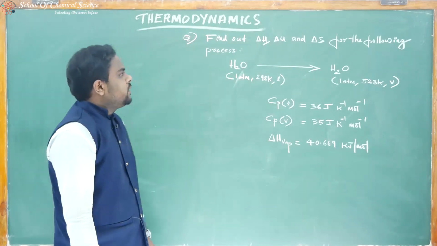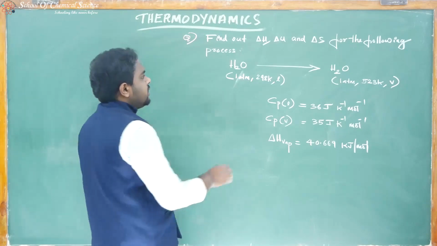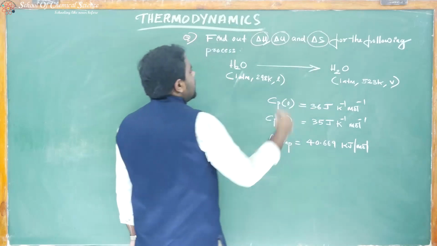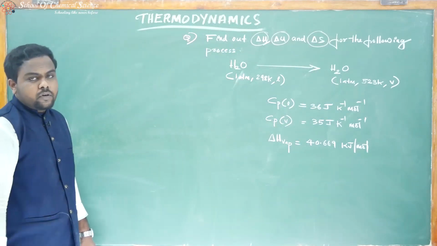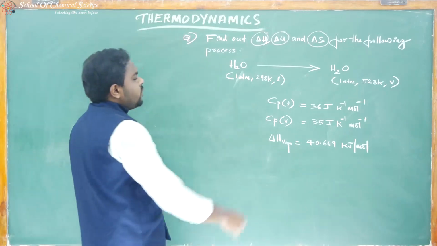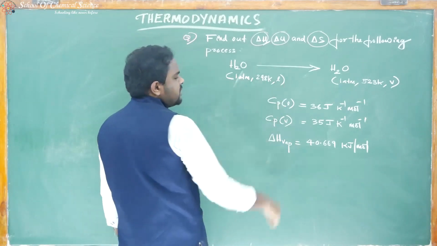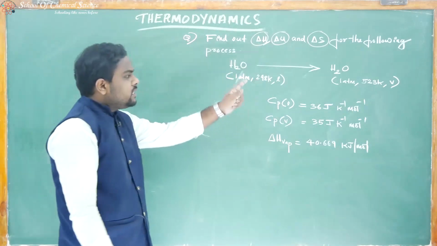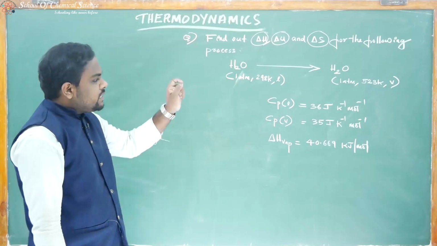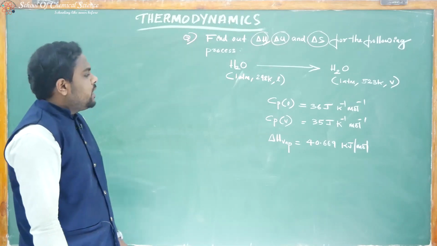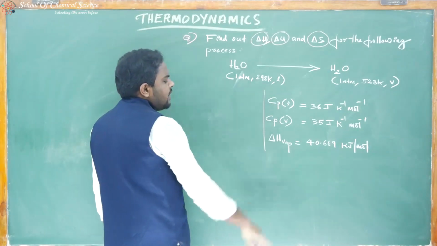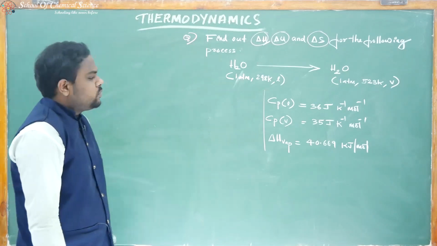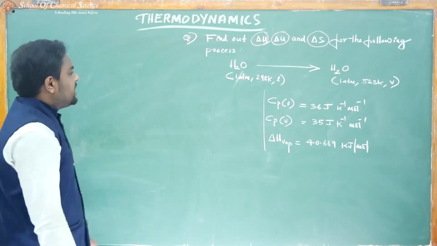A previous question: find out delta H, delta U and delta S for the following process. Here H2O at 180 m, 298 Kelvin in liquid state is converted into vapor at 180 m, 523 Kelvin. Definitely it is an irreversible process, and it takes place through three steps. Cp for liquid, Cp for vapor, and delta H vaporization, that is delta H2, are also given in the question. So what is the first step?